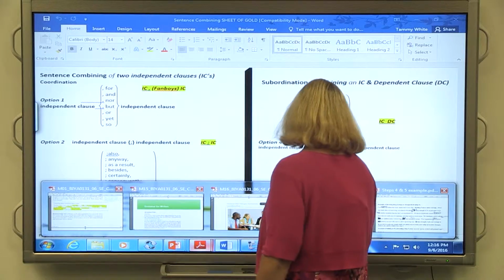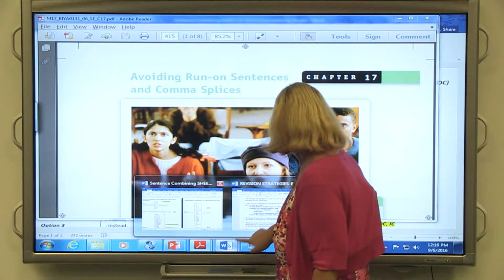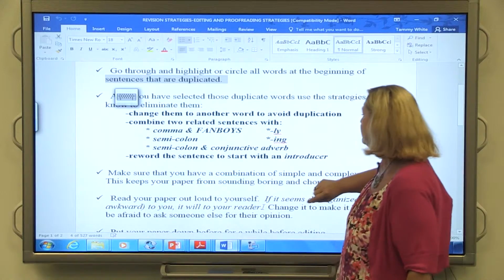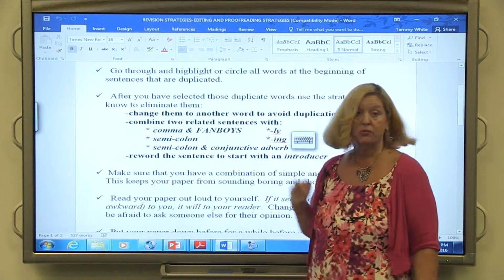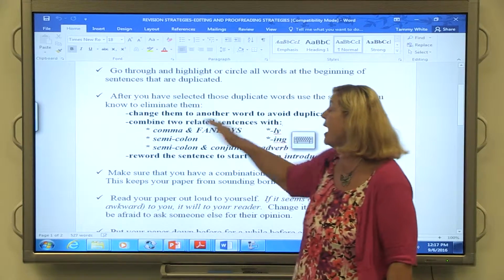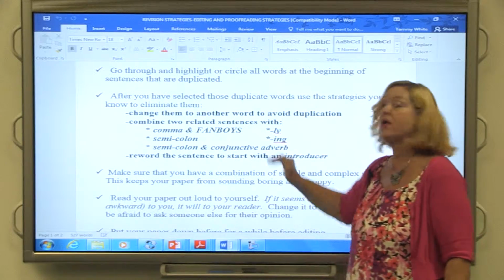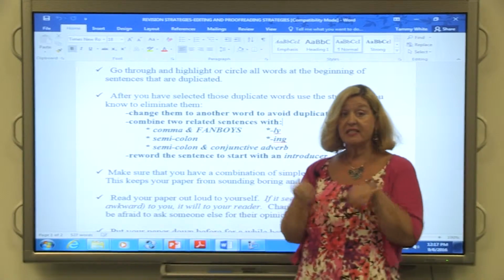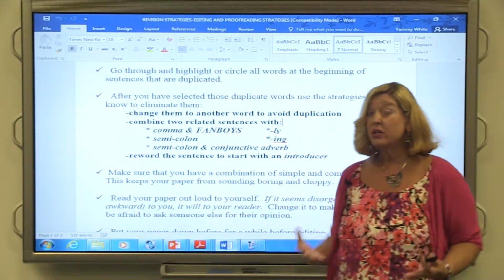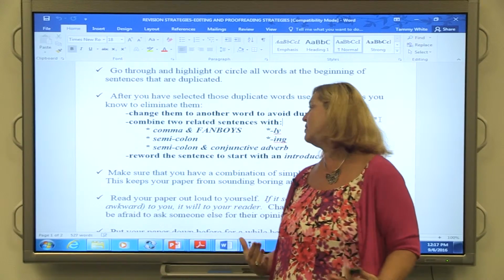And I want to go back to here. So what did we do? We actually did not change them to another word. We actually combined them together with a comma and a fanboy, but we can certainly use an introductory word. We can put two sentences together just with a semicolon, but we don't want to do that as often because we don't have that transition.